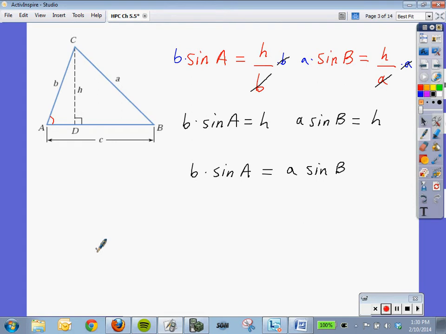Good? Now from here, if we were to divide both sides by, say, AB, then we'll see some cancellations. B is going to cross off here with that B, and A is going to cross off with that A. And we are left with the sine of A over little a is equal to the sine of B over little b.